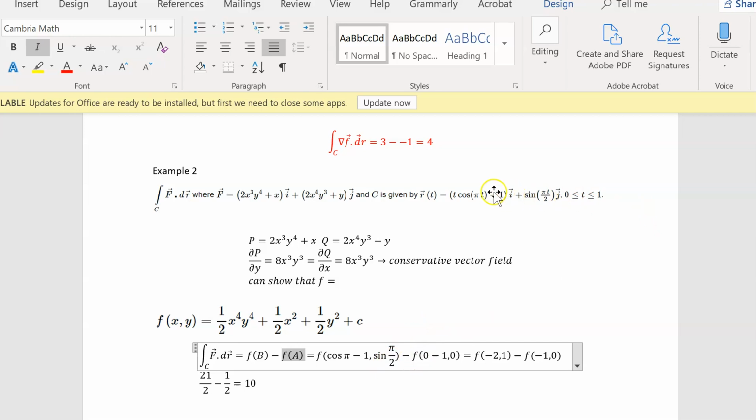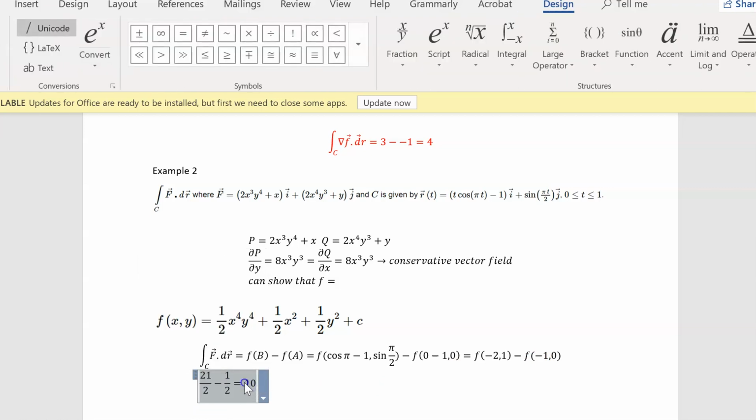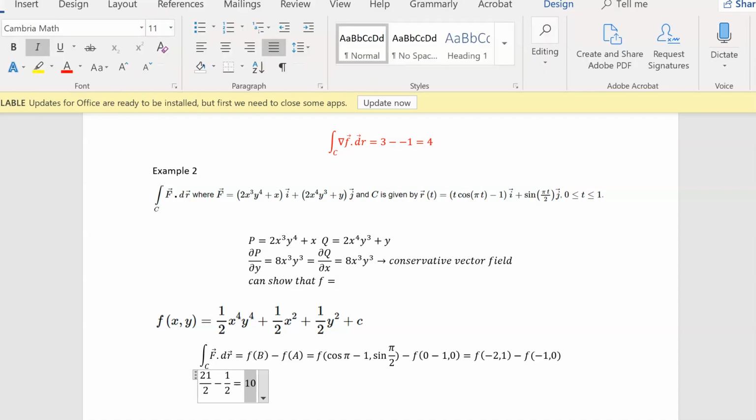You just plug in t equals 0, and then you get 0 minus 1, so negative 1 for the x. And when you put t equals 0, the whole thing goes to 0, so negative 1 and 0. So evaluate the function at negative 1 and 0. When you do that, you get this. Then you calculate the value of the potential function and subtract the two, and you get 10. So the value of the line integral is actually 10.